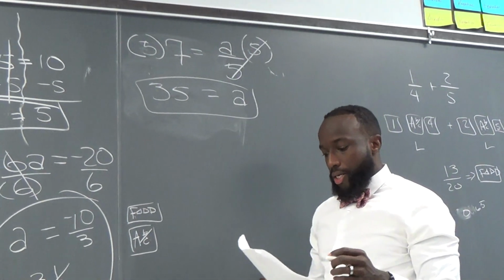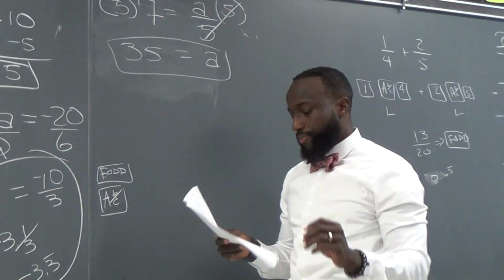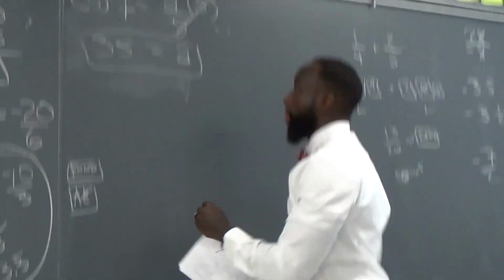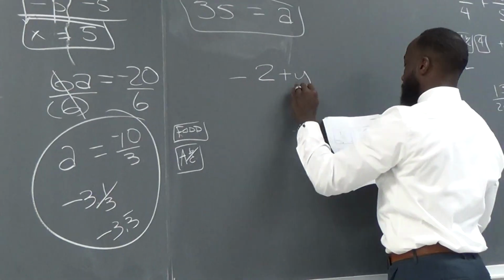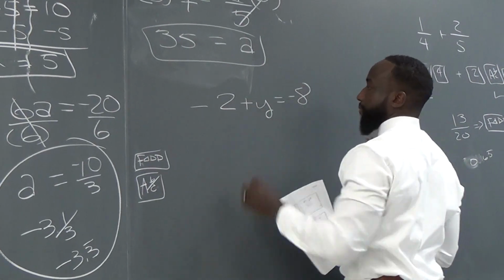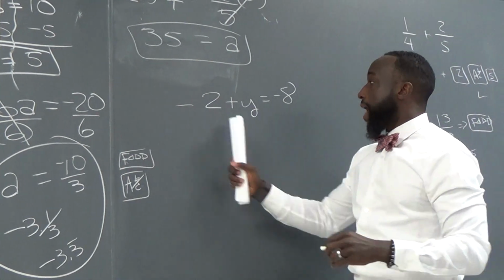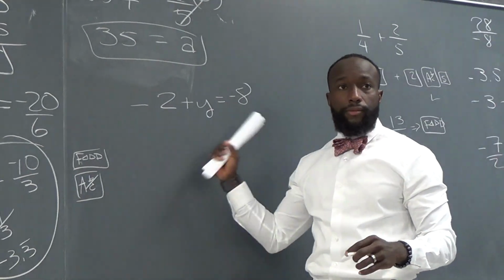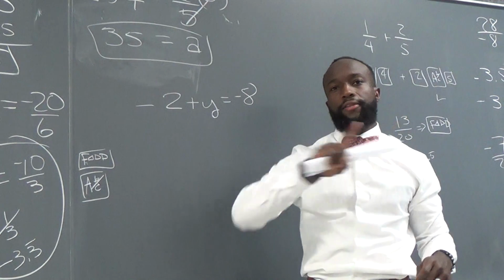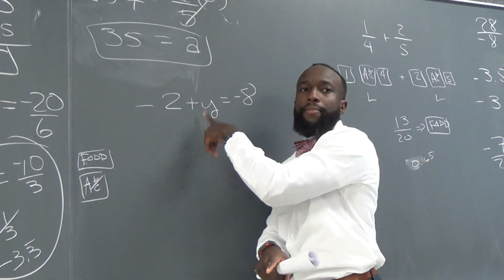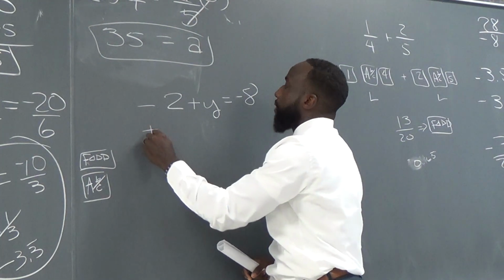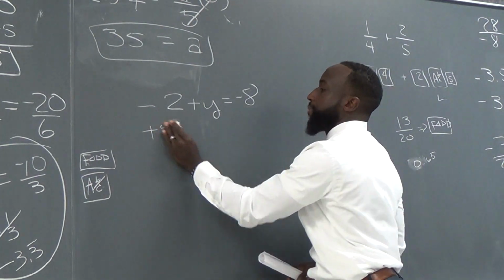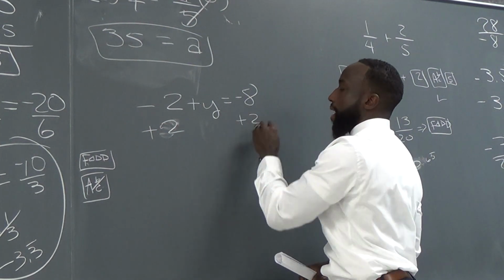Okay? Let us look at this problem here. See if it's tricky. Negative 2 plus y equals negative 8. What is the operation here? What are we going to move? Number one, get the variable by itself. How will we get y by itself? Add 2. Add 2 to both sides, right?